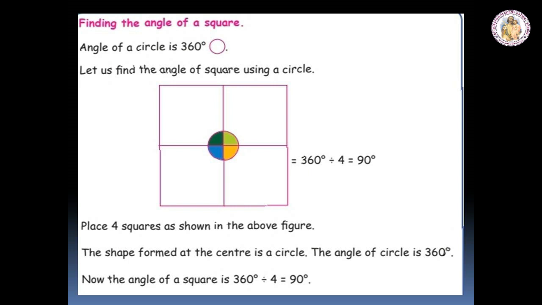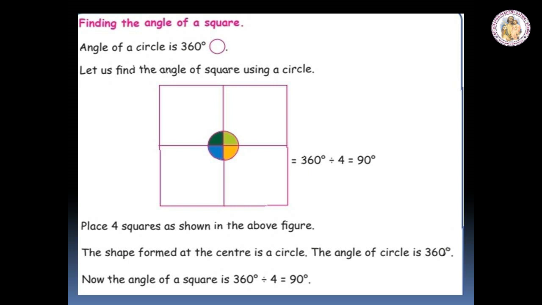Place the four squares as shown in the figure. If you place the four squares, you will get a circle in the center. That is, the shape formed at the center is a circle. You all know, isn't it? The angle of the circle is 360 degrees. Now, how are we going to find the angle of the square?